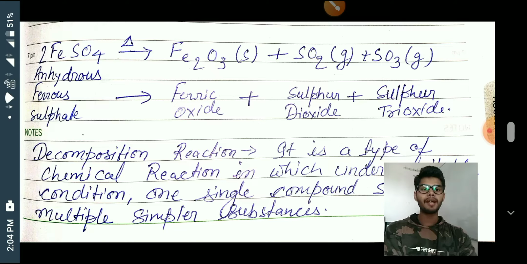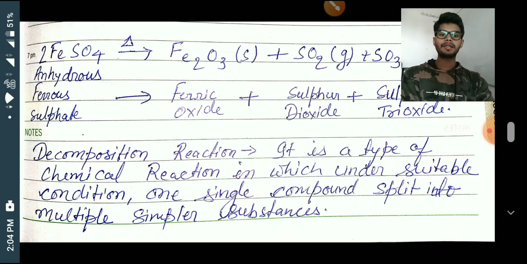So now we can define the decomposition reaction. It is a type of chemical reaction in which, under suitable conditions, one single substance splits into multiple simpler substances. Here the same thing happened: the anhydrous ferrous sulfate broke down into three components. What are the suitable conditions? They can be heat, light, electricity, anything. You are providing some energy to it, the breakdown takes place, and this kind of reaction occurs.